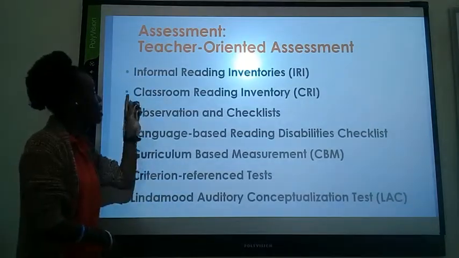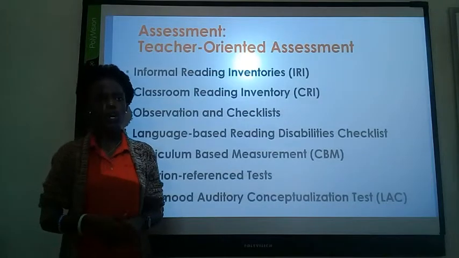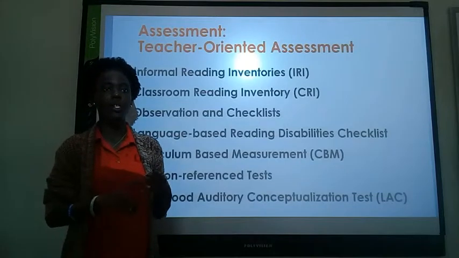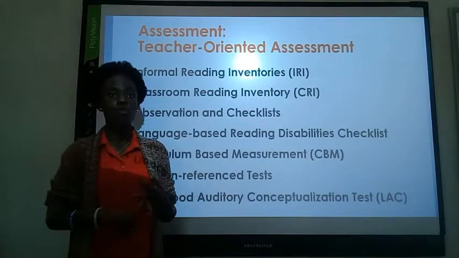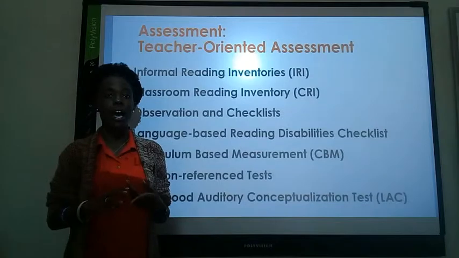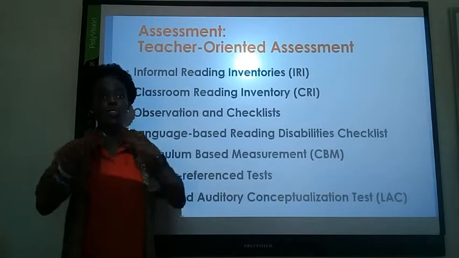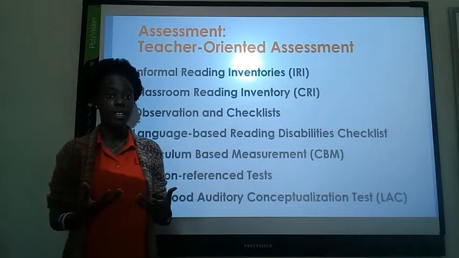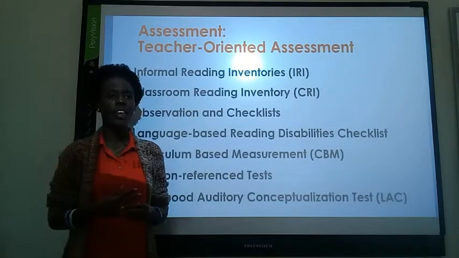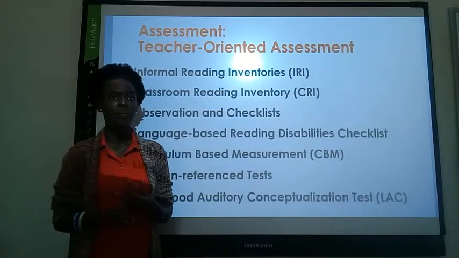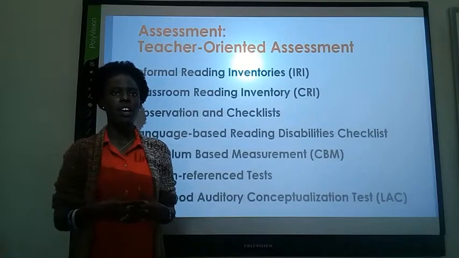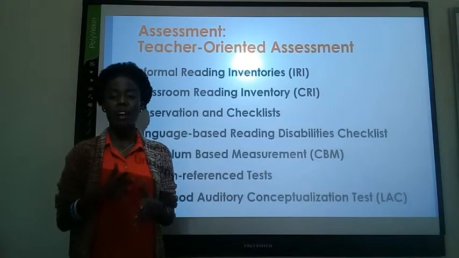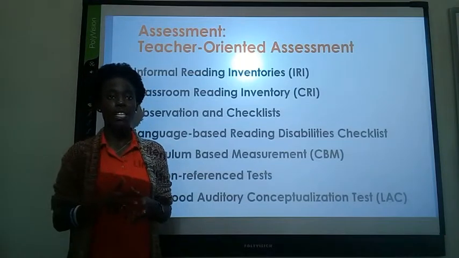So first is the informal reading inventories, also known as IRI. There are 4 parts to this. There is a word recognition inventory, oral reading passages, silent reading passages, and comprehension questions to go with those passages. Now there are 3 classifications of reading ability that can be determined from the IRI. They are the independent reading level. This refers to the vocabulary a student can read without assistance. And so they should get about 95% accuracy on that test.